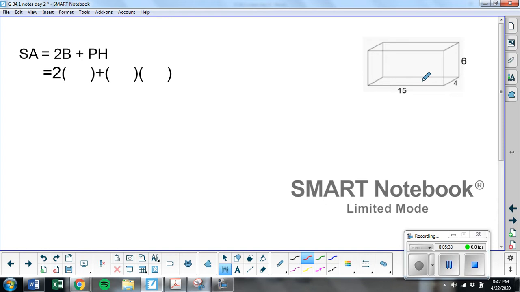Let's go ahead and all choose the same one. So let's choose this to be our base. I can go ahead and highlight the other one up here too. Okay, so let's show our work off to the side.